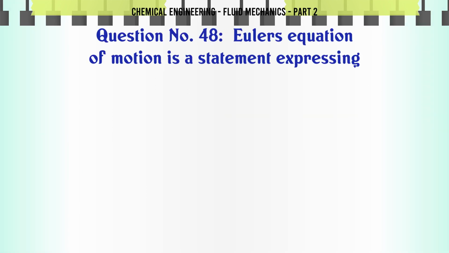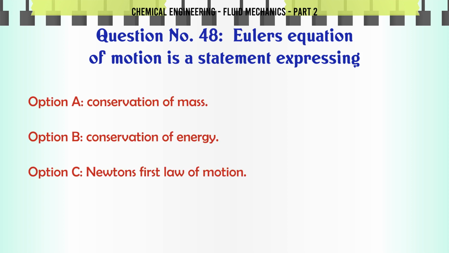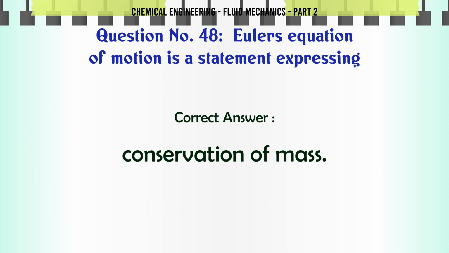Euler's equation of motion is a statement expressing A. Conservation of mass, B. Conservation of energy, C. Newton's first law of motion, D. Newton's second law of motion. The correct answer is conservation of mass.